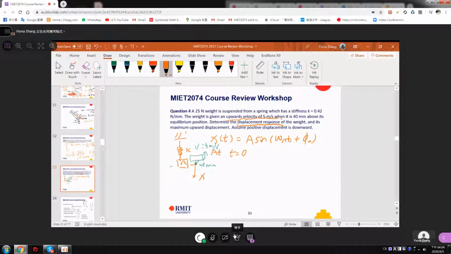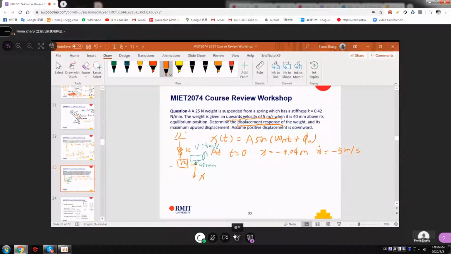Right. So at t equals 0, because the positive displacement is downward, here x is negative, x equals negative 0.04 meter. The velocity x dot is also negative, because downward is positive, so it is negative 5 meters per second.